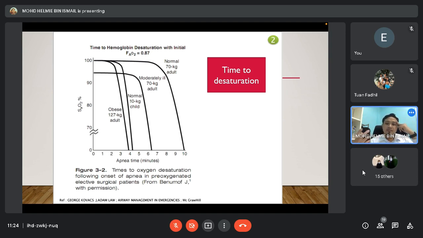And then when we give the paralytic agent, during that time the patient is in the apneic period, and the desaturation will take a long time because we have already pre-oxygenated the patient, having a high concentration of oxygen inside the lung. That's why we need to pre-oxygenate because of this.